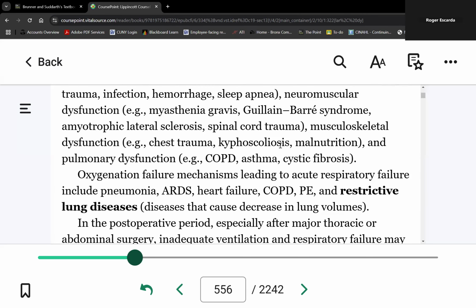Kyphoscoliosis. So kypho and scoliotic. Is this hypercapnic or is this hypoxemic? Hypercapnic. Very good. You got it. Cystic fibrosis. This is hypoxemic. Remember, the patient's lungs are full of mucus. Okay, that's a gas exchange problem.